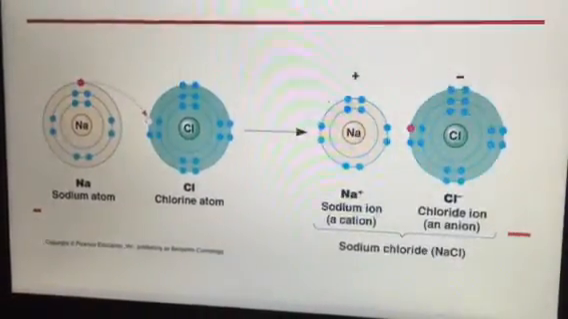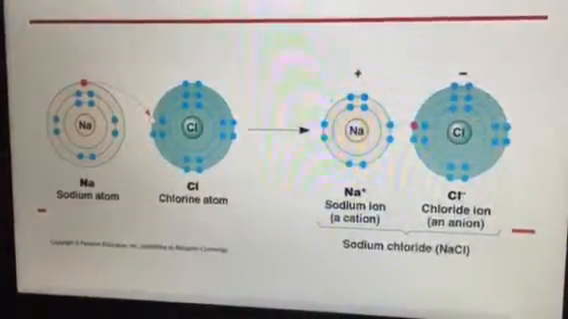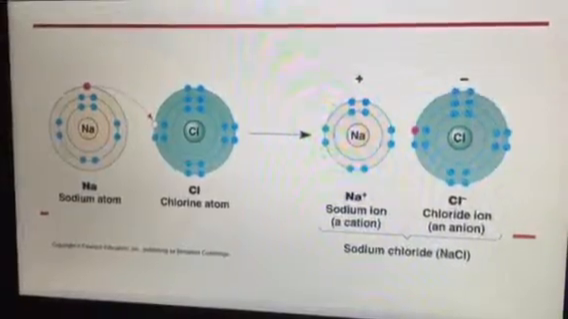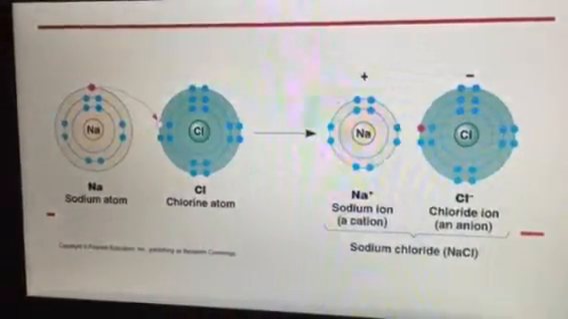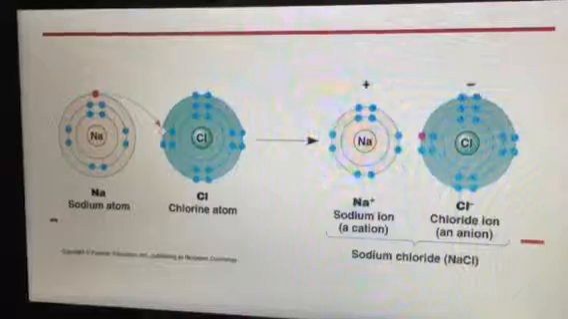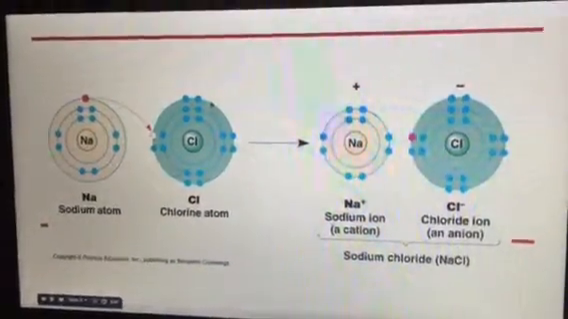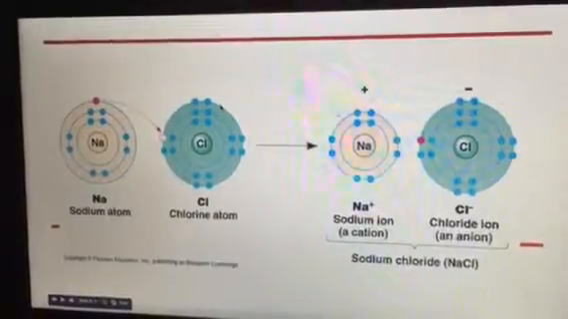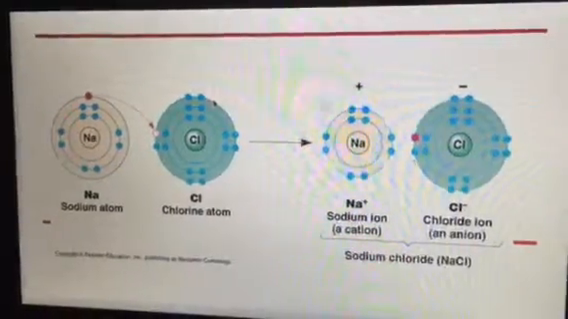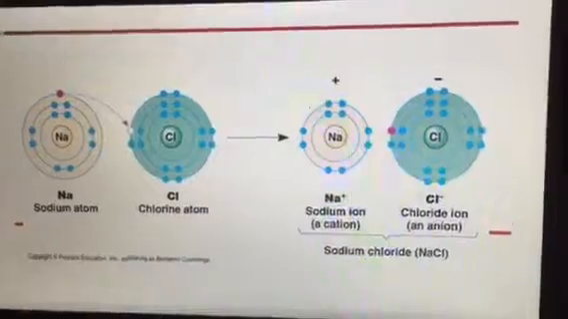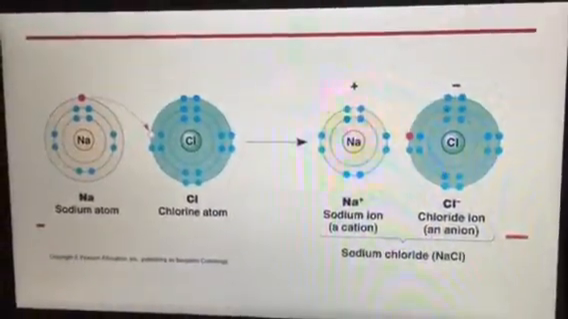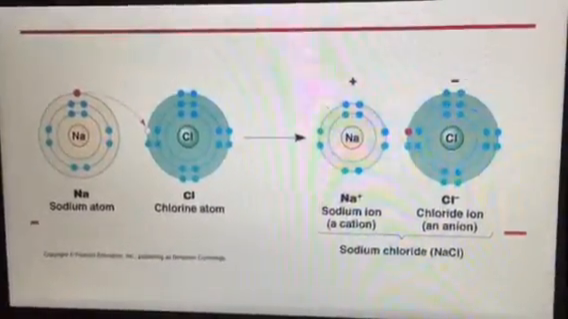As you can see here, ionic bonding is a chemical bond that involves the electrostatic attraction between oppositely charged ions. As you can see here, it's a positive and it's a negative. Those are opposite. Ionic bonding represents atoms that have lost an electron. Also, in ionic bonding, the atoms steal electrons from one another.